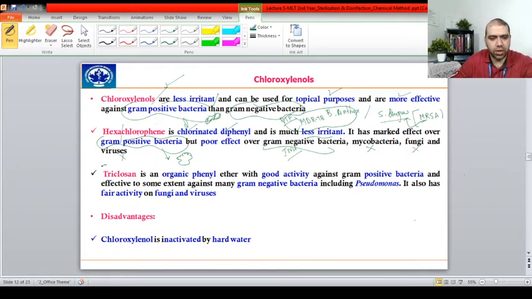Now we also have triclosan. It's an organic phenyl ether with good activity against, again, gram-positive bacteria, the 2 examples I gave you, and it's effective to some extent against gram-negative bacteria. There are different kinds of gram-negative bacteria. We have a bacillus kind of bacteria, E. coli, which is present in your gut. We also have another gram-negative bacteria, Pseudomonas aeruginosa.